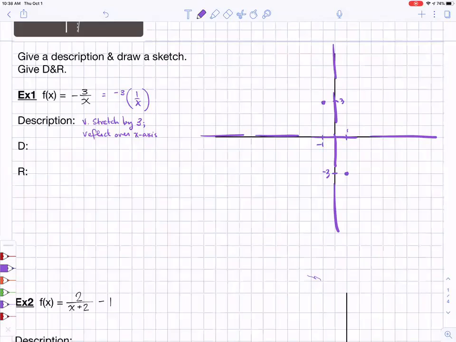Now all I have to do is draw my curves. Remember that the asymptotes are like fences. It's something I'm getting closer and closer to, but I'm never going to touch it. Do we have to find the other points? This is all you have to find, and just give the generic curve.